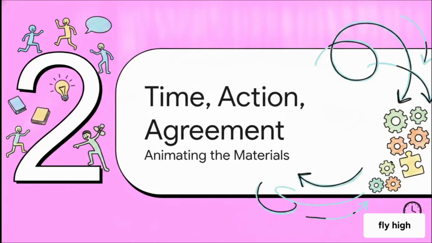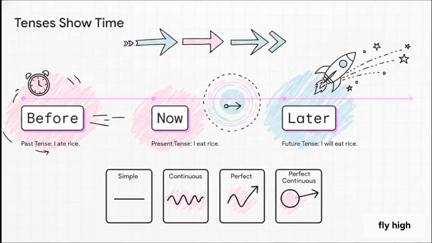Moving right along to part 2, time, action, and agreement. So now that we have our actors and props, we have to actually put them into motion. Because actions don't just happen in a vacuum, right? They happen in time. Tenses show the time of the action, and using them correctly is absolutely crucial to keep your listener from getting completely lost in your story.